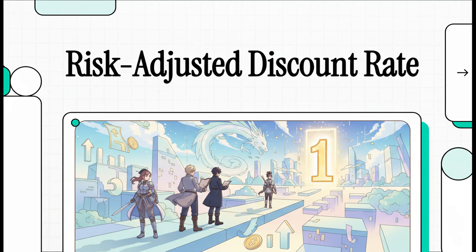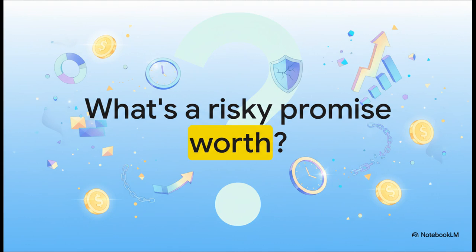All right, welcome to The Explainer. Today we're actually going on a quest. No, not for gold or anything like that, but for a single, really powerful number. A number that lets us look at a risky promise from the future and figure out exactly what it's worth in our hands today. So let's start with a question that sounds simple but gets complicated really fast.